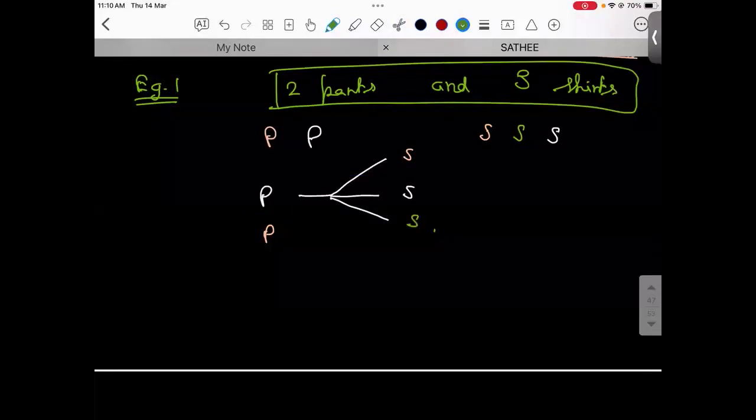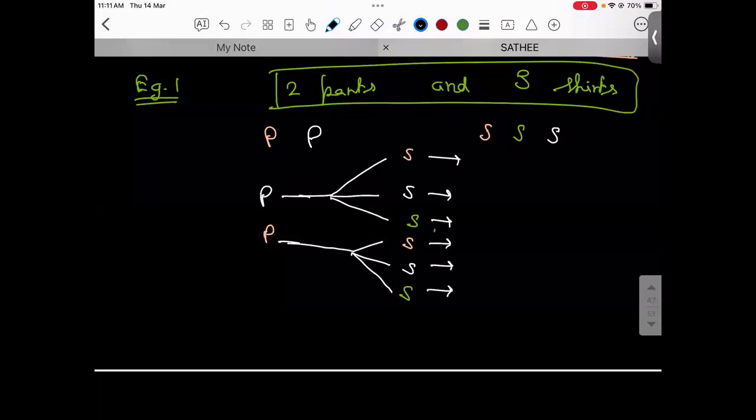You can wear the green shirt. Similarly, for red one, you can wear the red shirt, the white shirt, or the green shirt. Okay. Then just see the combinations. How many combinations do we obtain from here?